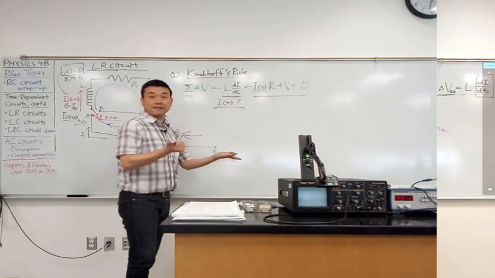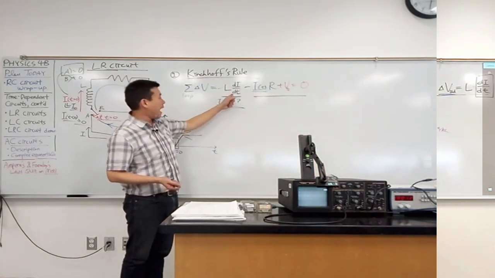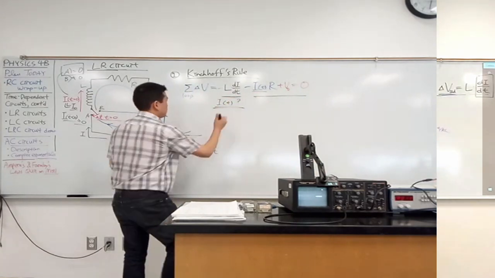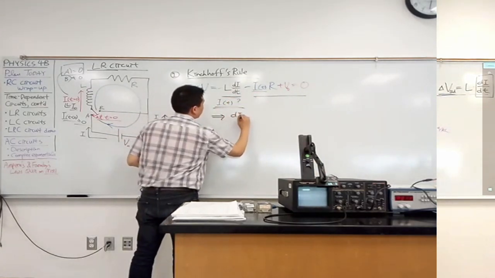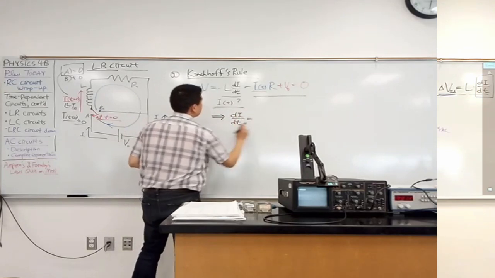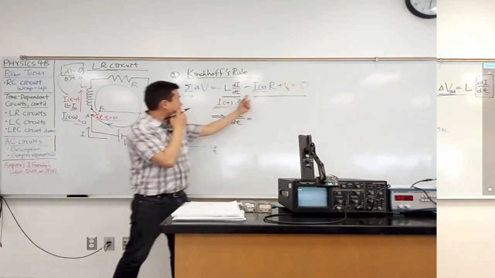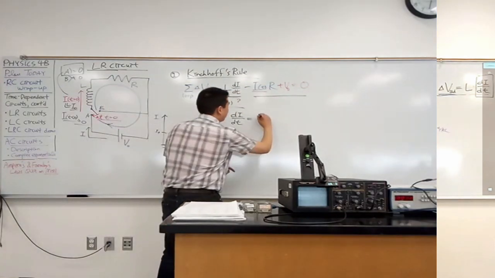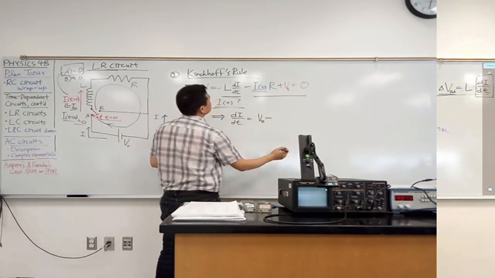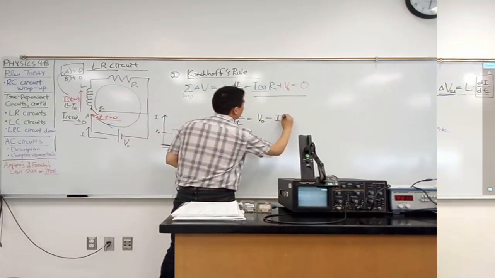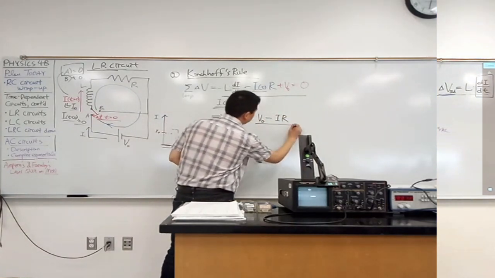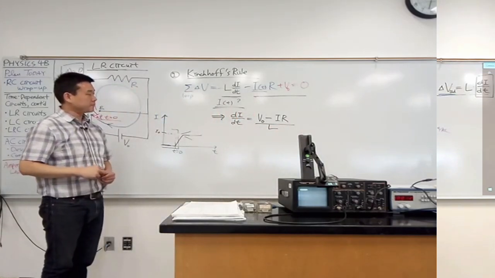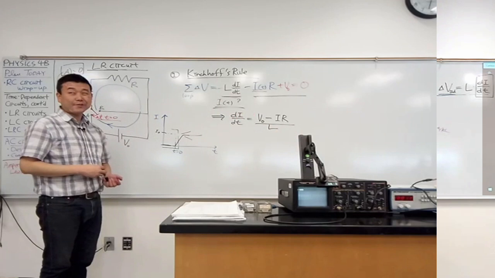I'm going to do the same thing I did last time: solve this for the highest order derivative term. So I'm going to solve it for di dt. That's equal to, so I move this over and divide by L, I'm left with V naught minus IR, and I divide it through by L. All right. So separation of variables again?